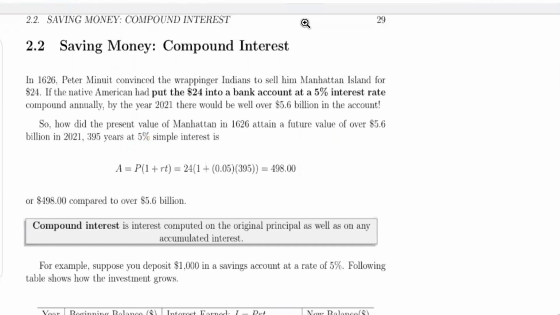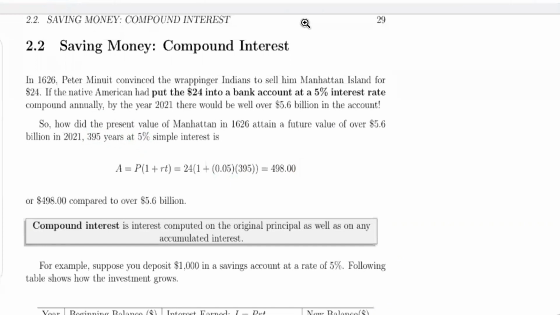395 years at 5% simple interest is A equals P times (1 plus rt) equals 24 times (1 plus 0.05 times 395) equals $498, compared to over $5.6 billion.